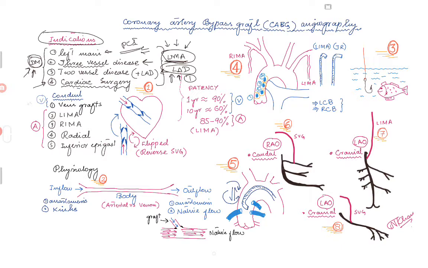With that, we come to the second portion, which is the conduit. So what are the conduits that the surgeons can use? By far, we know the most common is the vein graft, just because it's readily available. LIMA, if the patient did not have previous radiation and other problems. RIMA, or right internal mammary artery. The surgeon can also use the radial artery.